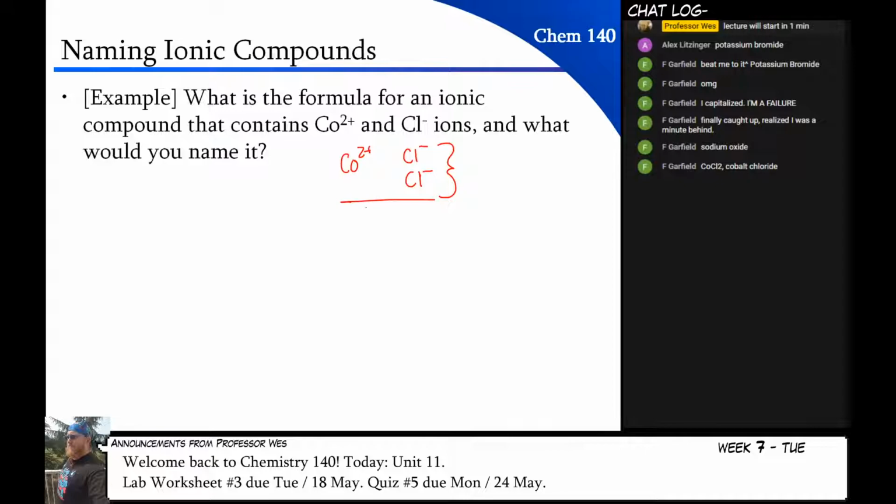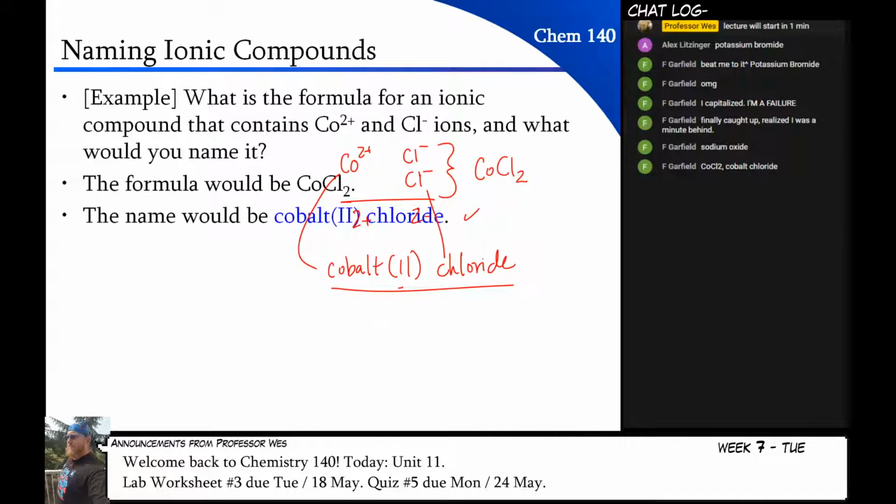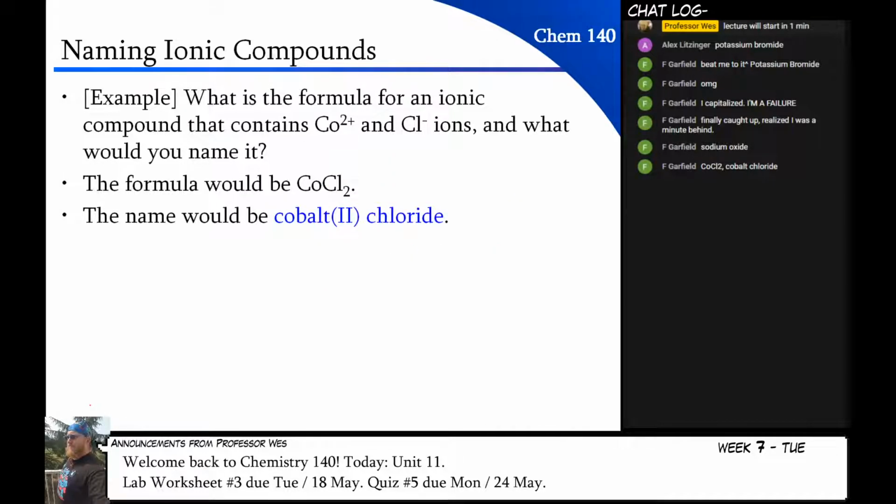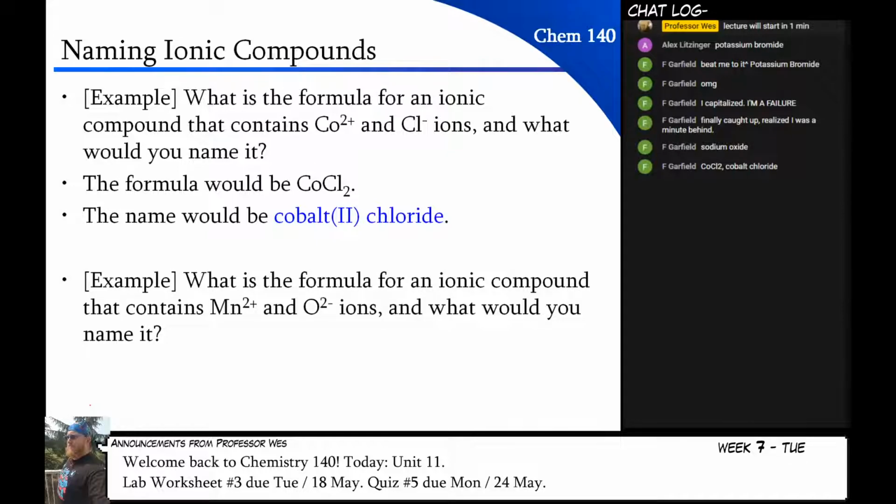So if I put these together to balance out these charges, this is my formula. And then naming this ion, this is cobalt(II). And then naming this ion is chloride. And there's your name. And you'll notice that there I did not capitalize it because it's not the beginning of a sentence, which is what you're supposed to do. You're not supposed to capitalize them. All right, how about this one?